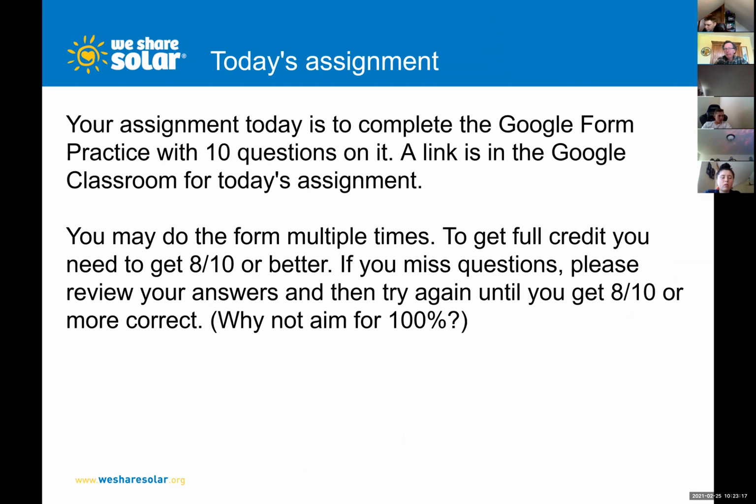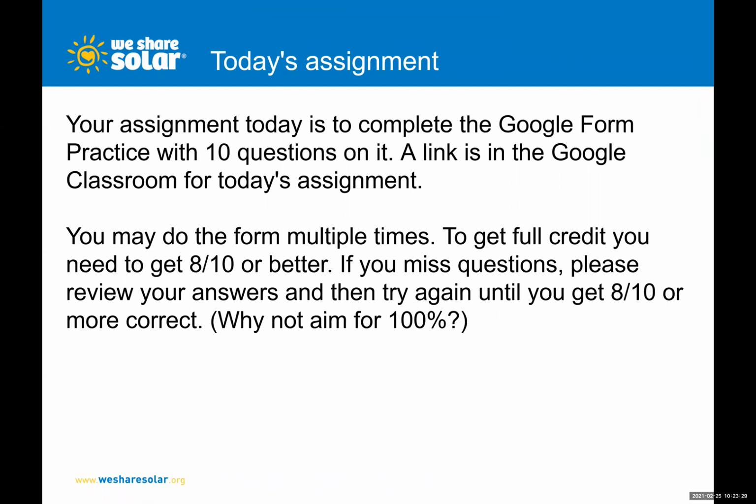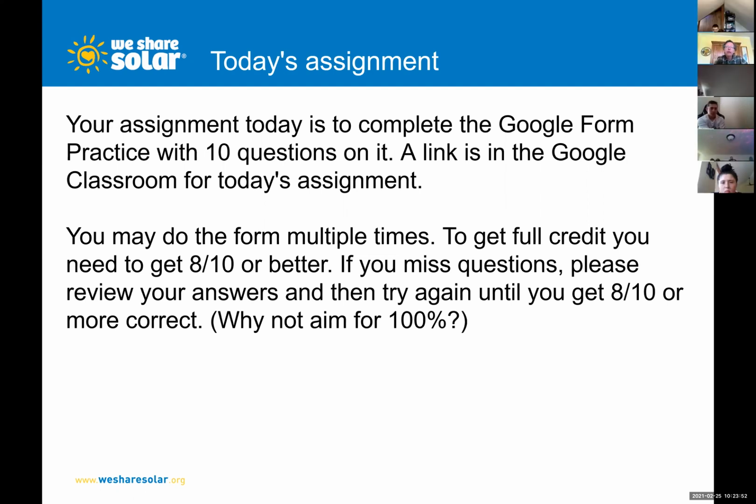Here's the last slide. Your assignment today is to complete this Google form practice. It's got 10 questions in it. I'm going to post it on the assignment. Here's the deal. You can do the form as many times as you want. To get full credit, I need you to get 8 out of 10 or better. Do your best, and then it'll tell you what your score was. If you got 6 out of 10, read what it says. I explain on most of the answers. I give you help. I say why the right answer was the right answer. I give you some tips, and then you can try again.